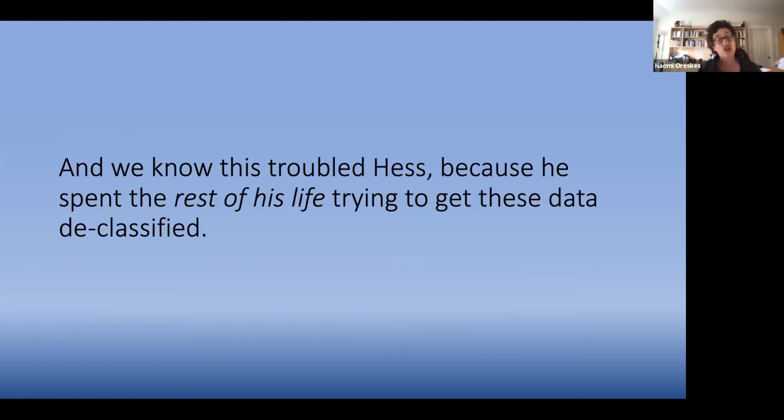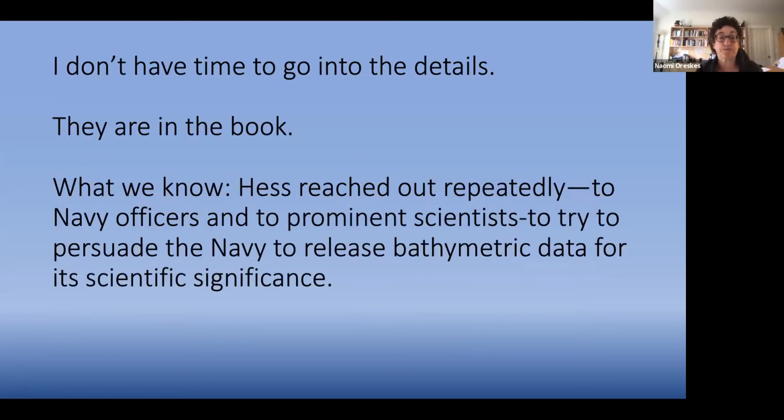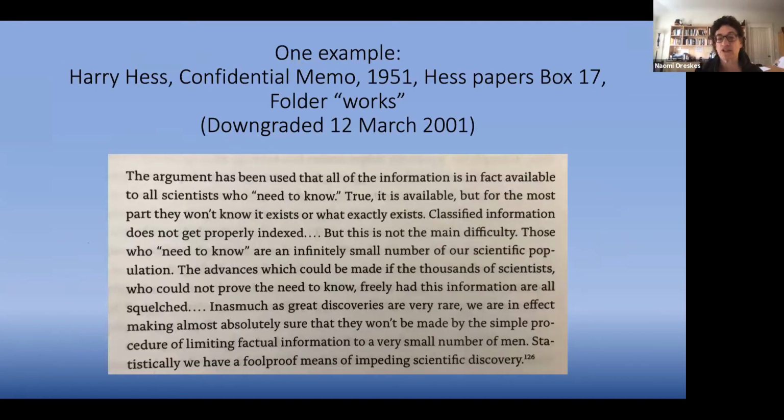So, okay. Harry Hess spends the rest of his scientific life trying to get the data declassified. Now, I don't have time to go into all the details and all the historical documentation. There are a lot of letters and a lot of memos. It's actually very, very well documented. The details are in the book, and I hope that if you're interested, you will be motivated to read it. But what we know, based on the documentary evidence, is that Hess reached out repeatedly to Navy officers, to other prominent scientists who he thought could have influence with the Navy, to try to persuade the Navy to release the bathymetric data for its scientific significance. So here's just one specific example. I'll just skip the example and hope that you believe me, but it's in the book.